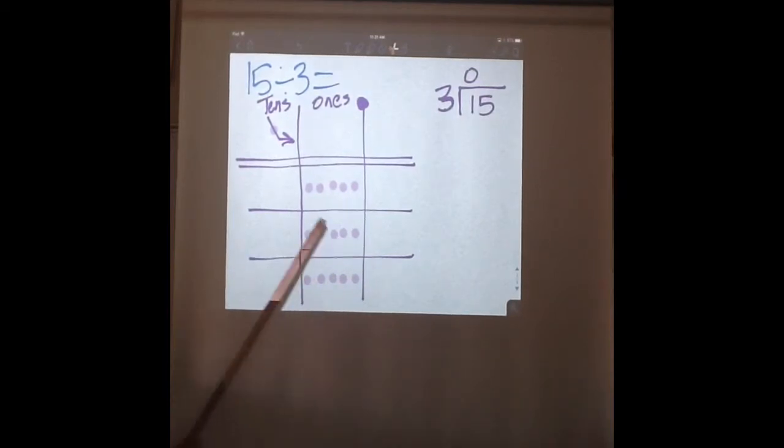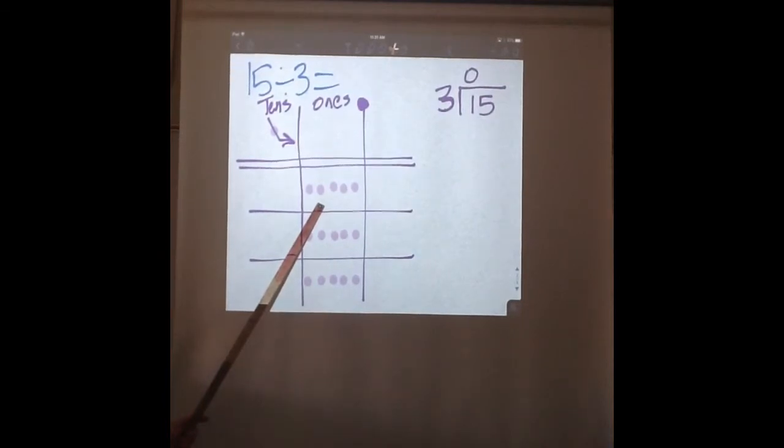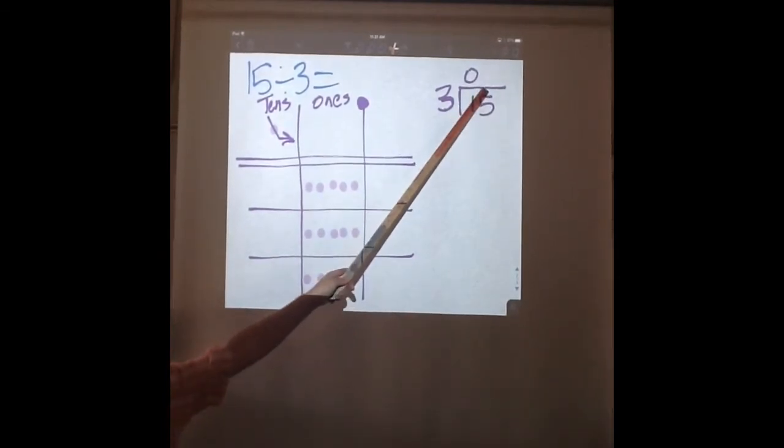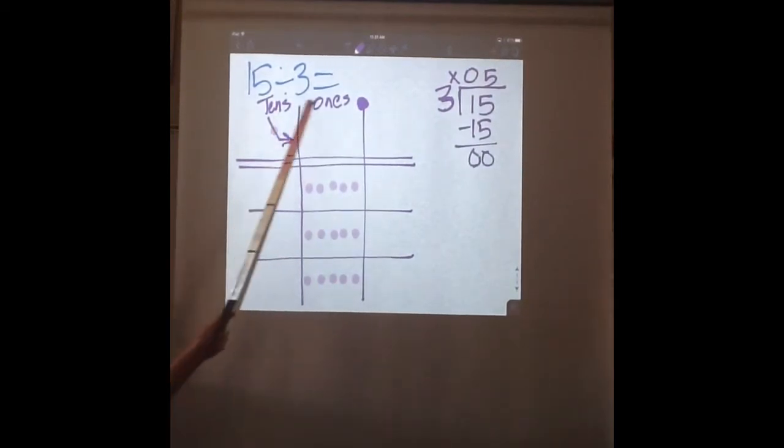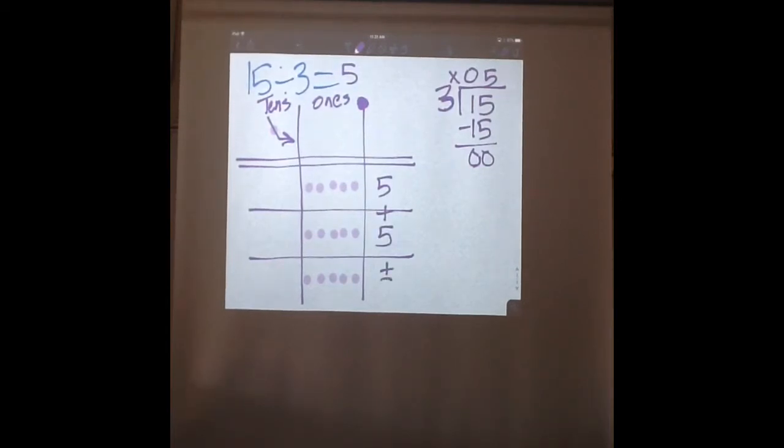So we're going to have an answer of how many items? 5, right. So we multiply 3 times 5, it gives us 15, and we subtract this out and we're done with this, right? And as you can see here, our answer is 5, right? Because we have 5 here, plus this 5 here, plus this 5 here, and that gives us 15, right?